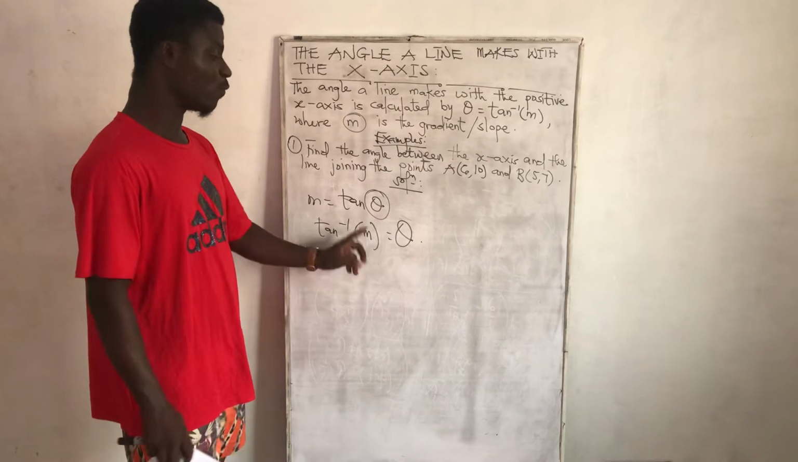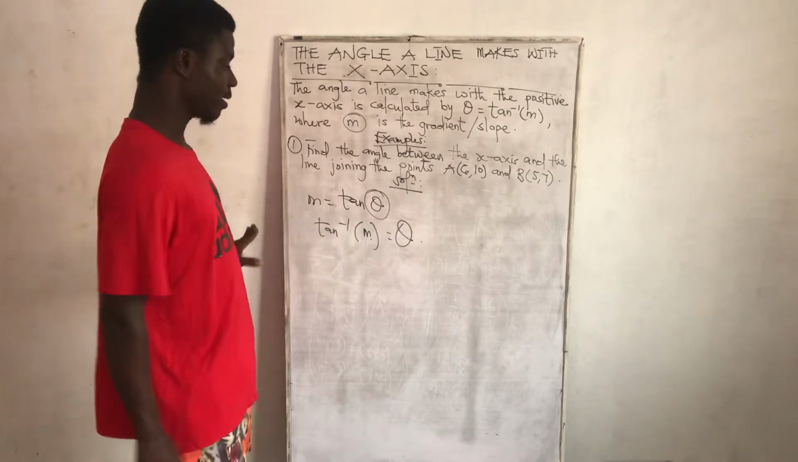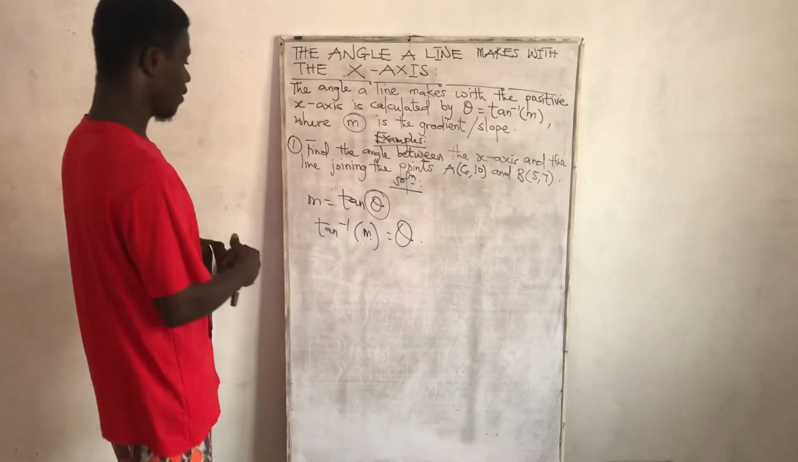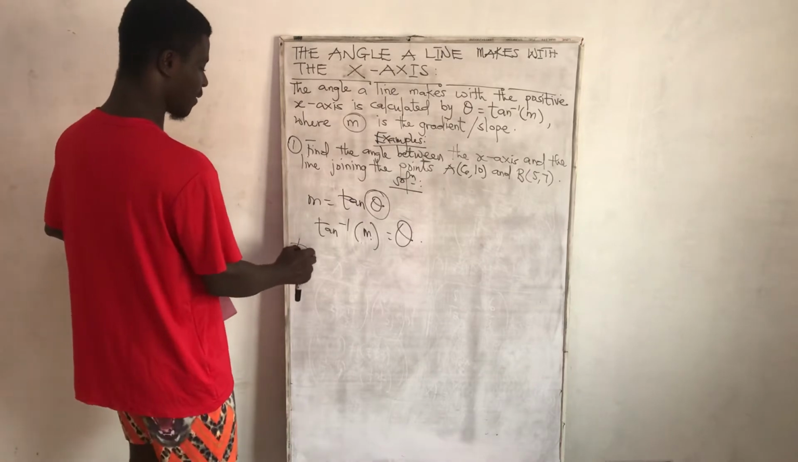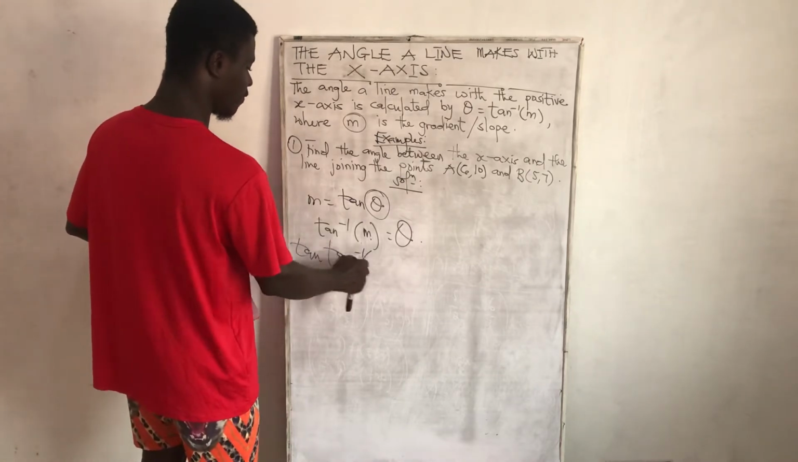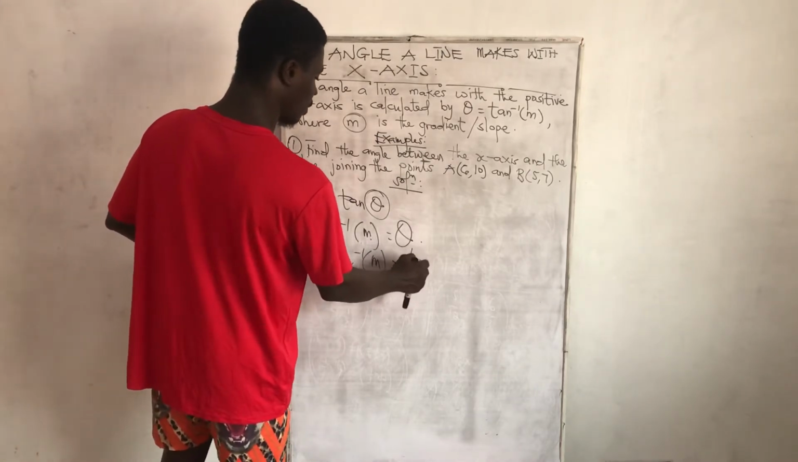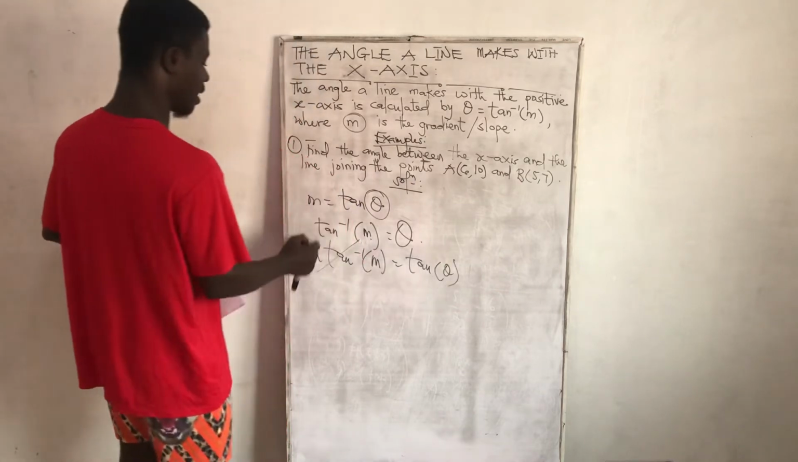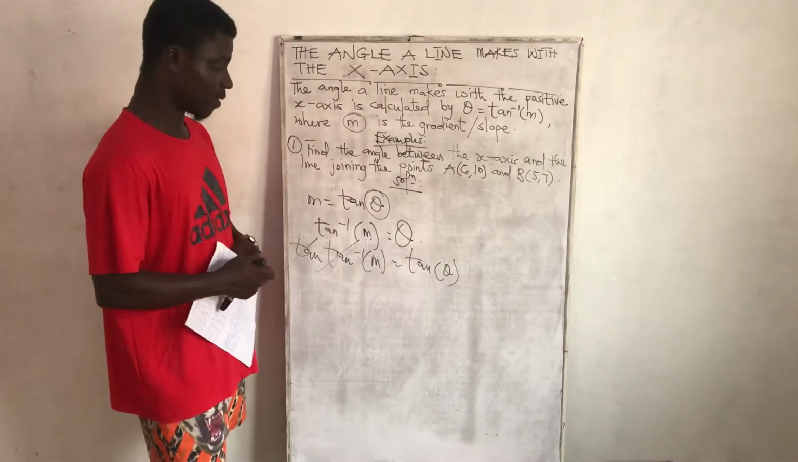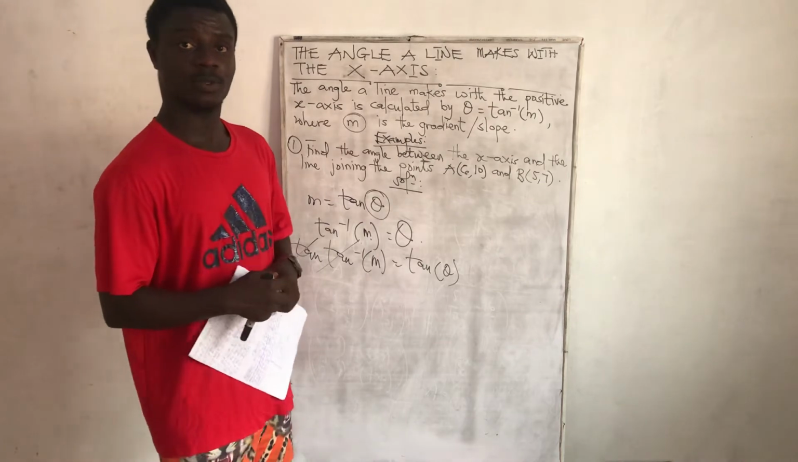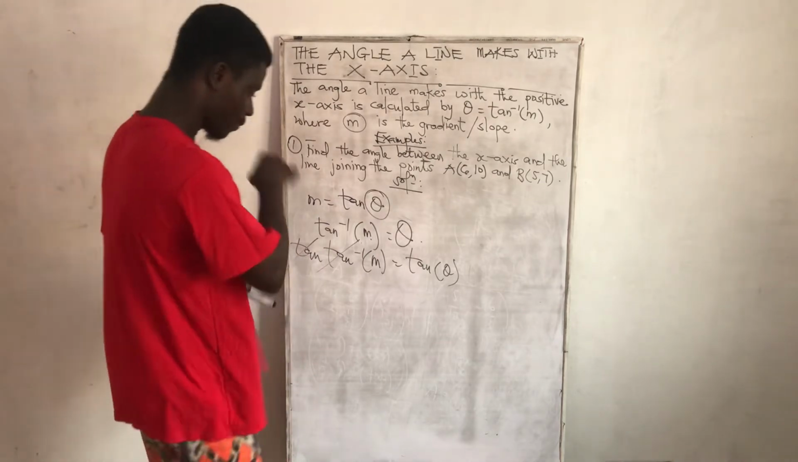Now, if you want to find M again, just take tan of both sides. So tan of tan inverse of M must be equal to tan theta. This cancels that, so I get M being equal to my tan theta.